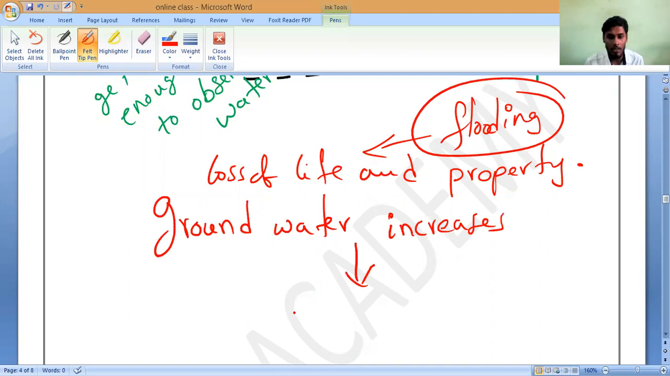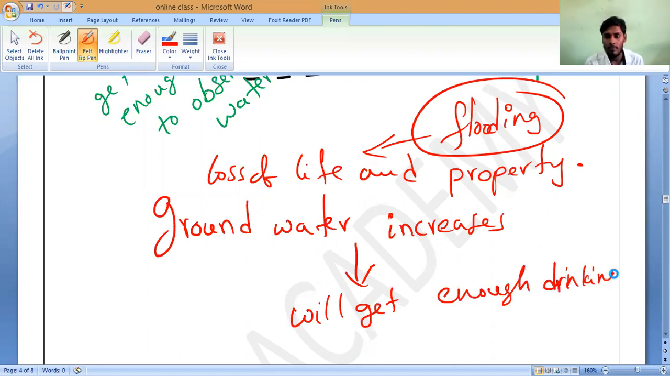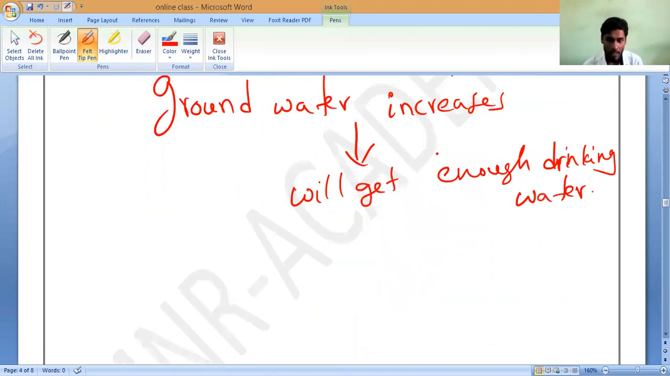Yes or no? Groundwater increases, so that we get enough, sufficient drinking water. Yes or no, Johan? Sir, enough drinking water. Actually, groundwater is what we people get through bores, and we are drinking that water. Have you noticed it?